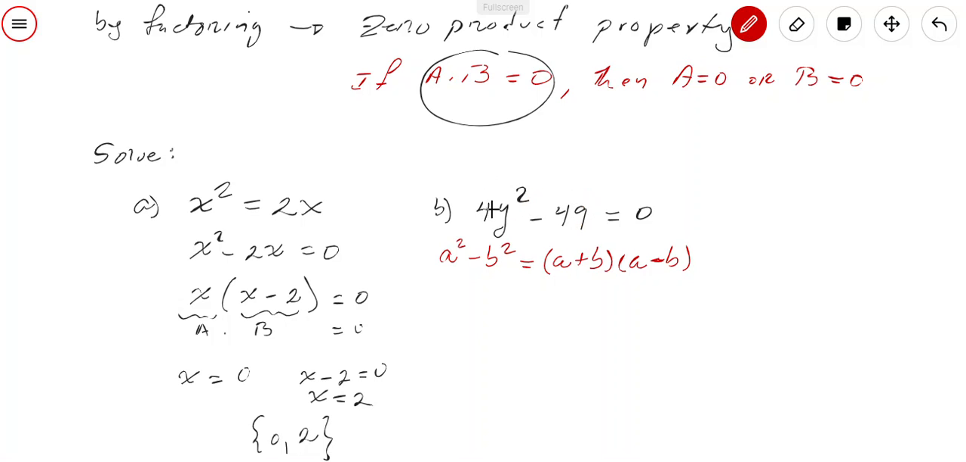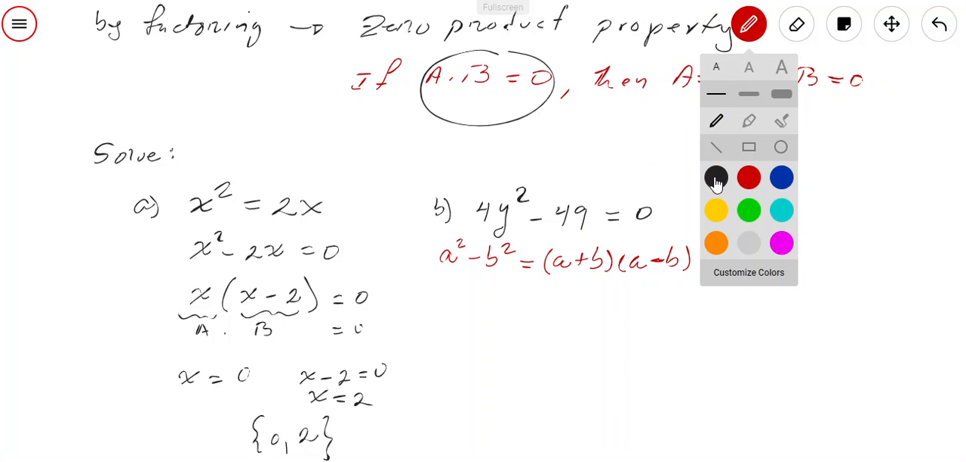4 is a perfect square because it's coming from the product of 2 times 2, while y squared is a perfect square because whenever the exponent is even, the variable expression is a perfect square, and 49 is a perfect square because, of course, it's coming from the product of 7 times 7.